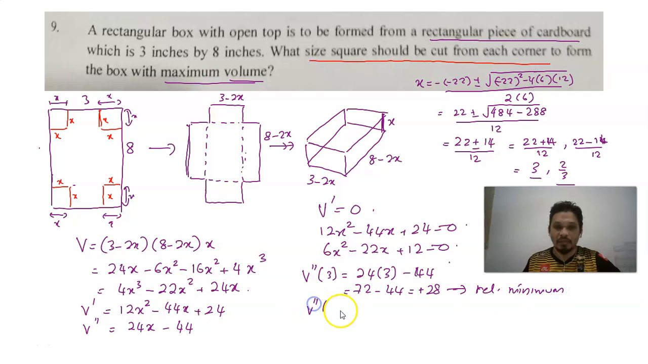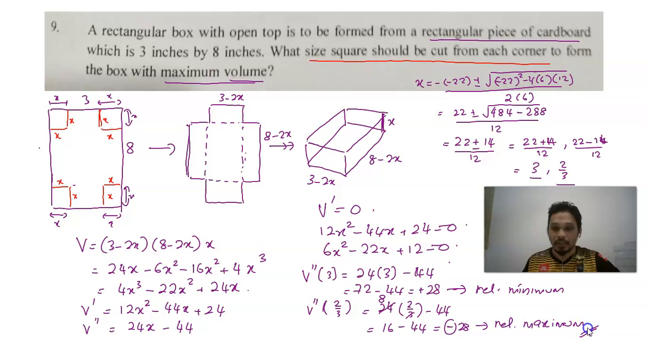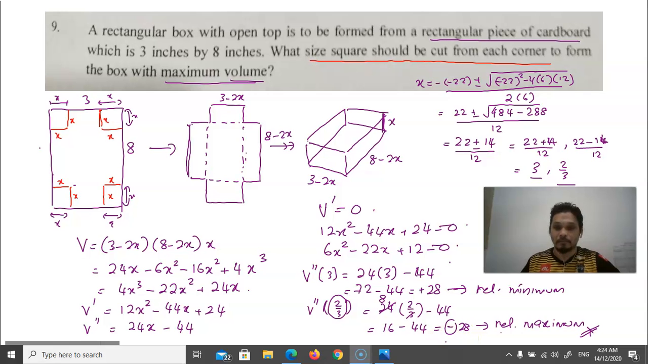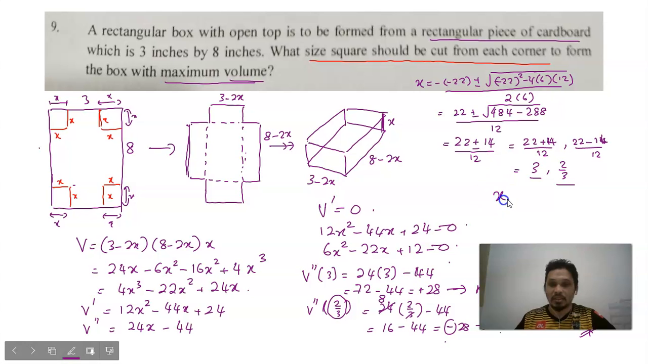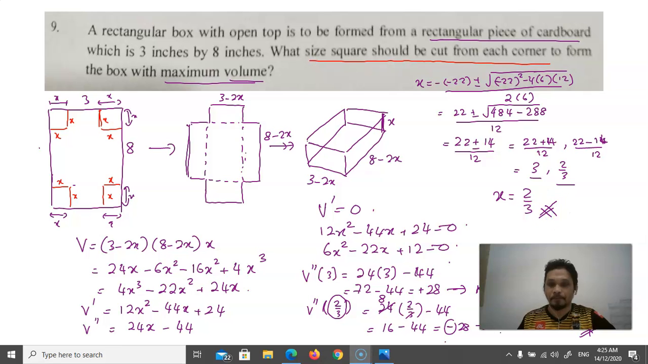And then V double prime when x equals 2 over 3: 24 times 2 over 3 minus 44. 24 divided by 3, 8. 8 times 2 equals 16 minus 44, negative 28. So with the negative, we come to the conclusion that it is a relative maximum. Meaning we take x equal to 2 over 3 to get the maximum volume for this box. So the answer is x equals 2 over 3.